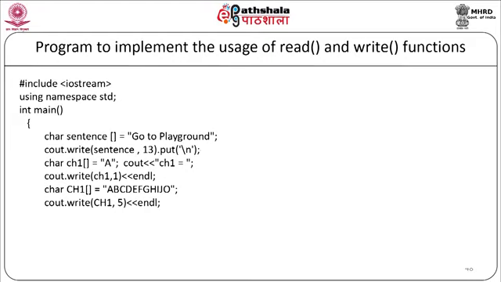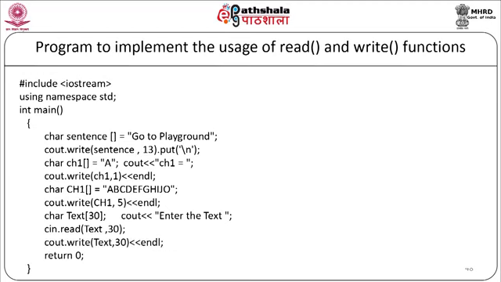Now we are declaring the character array as char text[30]. Cout, we are displaying the message to the user as "enter the text". We are taking the input as cin.read(text, 30). So here the line will be entered by the user and we are going to accept the first 30 characters of that input. Now we are writing on the screen as cout.write(text, 30) endl. So these 30 characters will be displayed on the screen and return 0. Our main program will end.